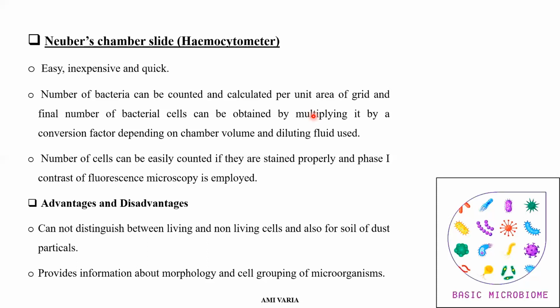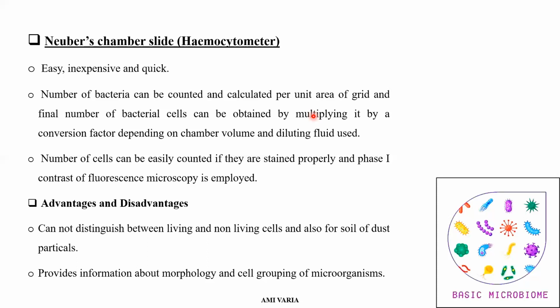The number of cells can be easily counted if they are stained properly, and phase contrast or fluorescent microscopy can be used for this method. The major disadvantage of this method is that it cannot easily distinguish between living and non-living cells.